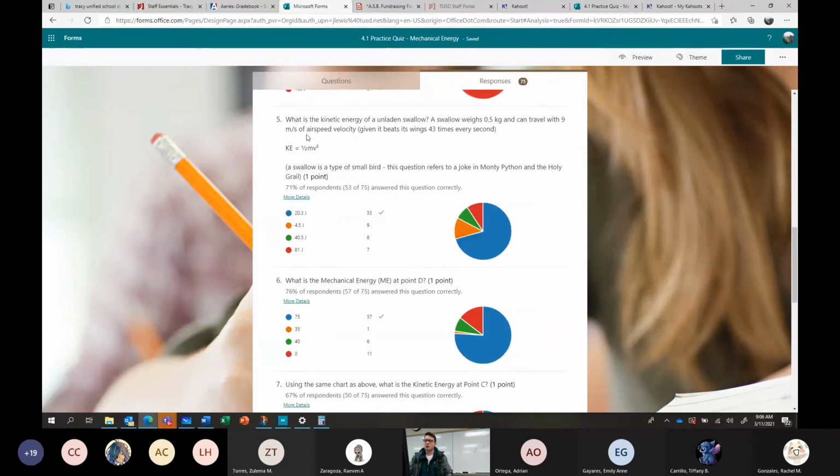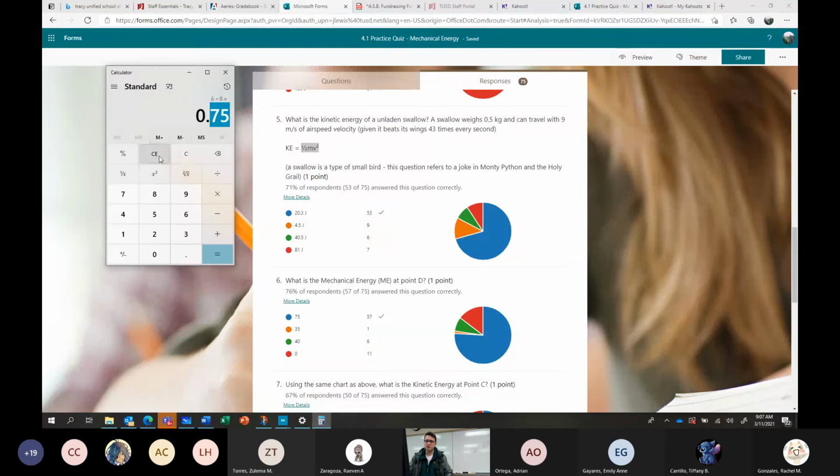Very good. Number 5, same type of question, except this time we're asking about kinetic instead of potential. Mass is 0.5. Velocity is 9. So you just take those numbers and plug them in. 1/2 times 0.5 times 9 squared. You could do that in a calculator. 9 squared times 0.5 times 0.5. And there you go. 20.3.